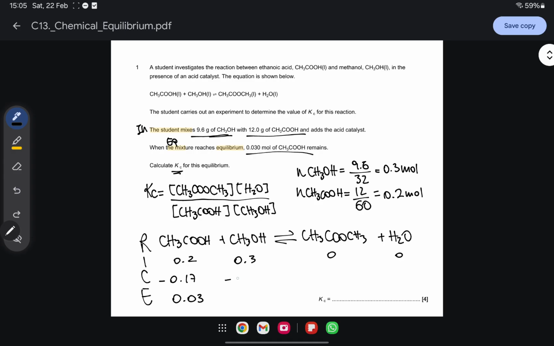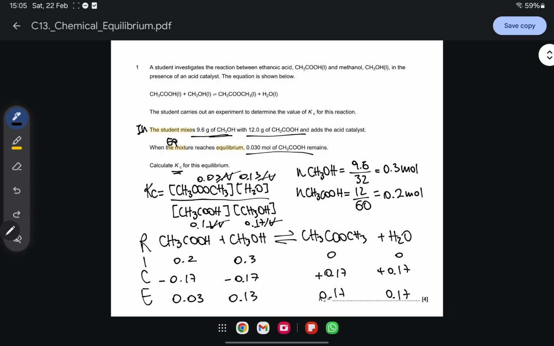0.17. So the reactants have decreased by this amount, while the products have increased by 0.17. Notice that the ratio is 1 to 1. That's why the change also follows the ratio. So methanol, we have 0.13 moles at equilibrium and 0.17 for both of these. Now, do I have a concentration? No, because we don't have the volume given, which means that we can substitute these values. So 0.03, 0.13, 0.17, and 0.17, because anyway, everything will be divided by the volume, so they would all cancel out.